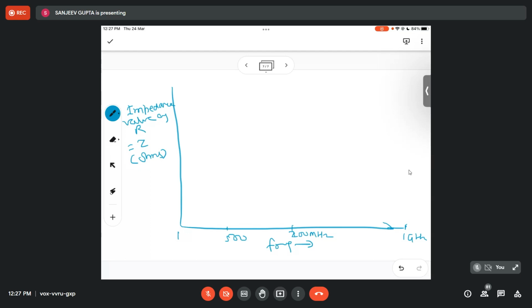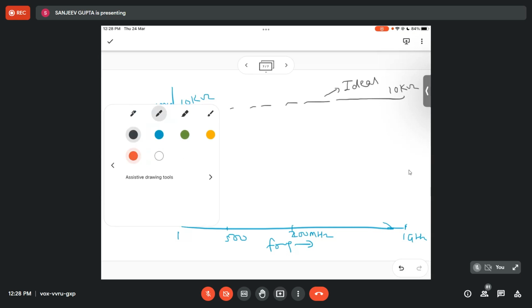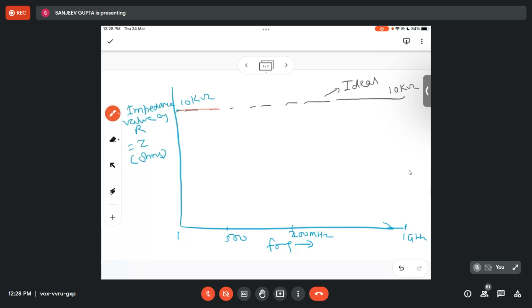So what is happening here? Ideally, let's say this is my 10 kilo ohm. Okay. So ideally, my value should be like this. It should be 10 kilo ohm across all the frequencies. That is what we call the ideal. But as we have seen, it is not happening this way. Typically what happens, as we have seen, at lower frequencies it tends to remain like this. Then it will start decreasing.